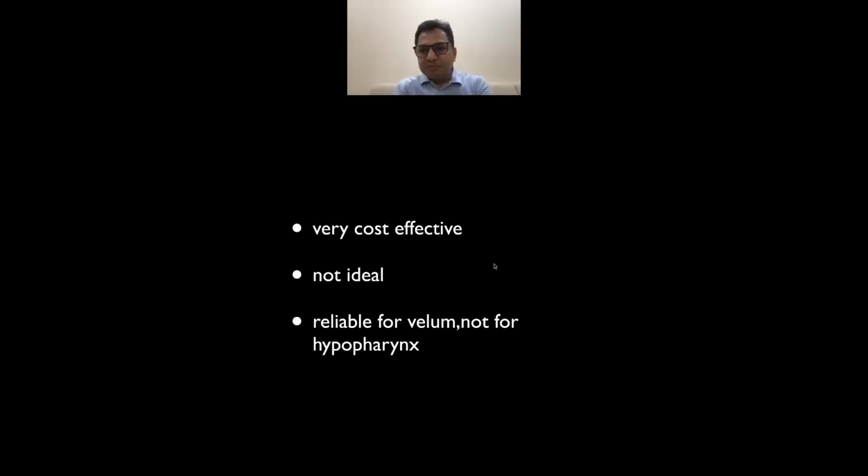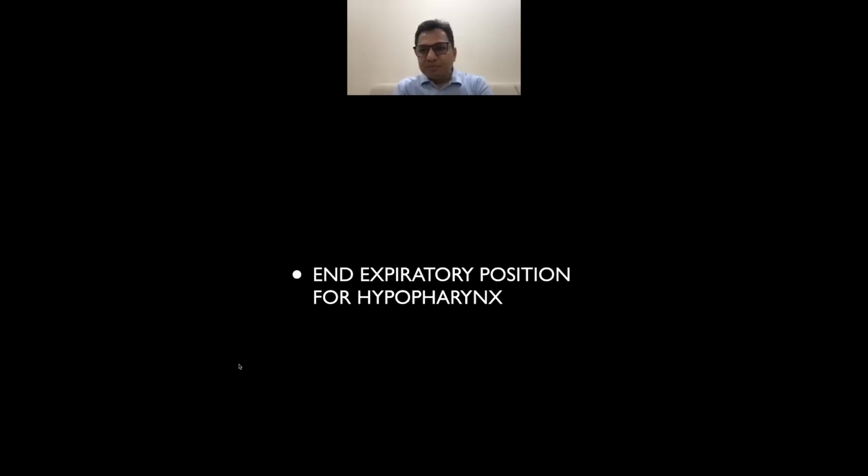And if you do a surgery based only on Muller maneuver, then again, your surgery is not complete. You do not know what is happening in the epiglottis. You do not know what is happening in the hypopharynx. So for the hypopharynx, if you are not going to do a drug-induced sleep endoscopy, you can rely to some extent on end expiratory position. So what is end expiratory position?